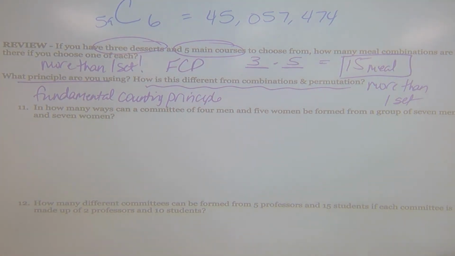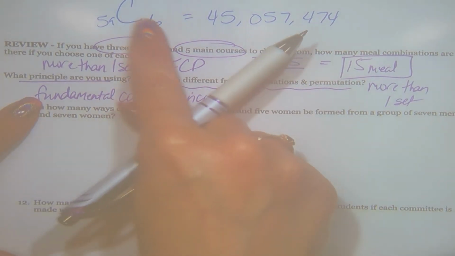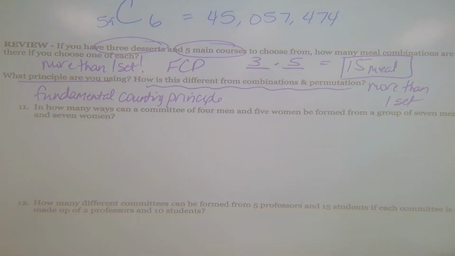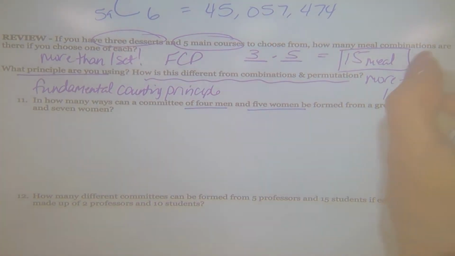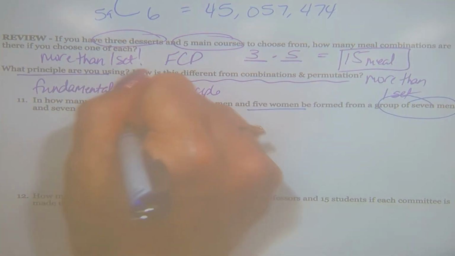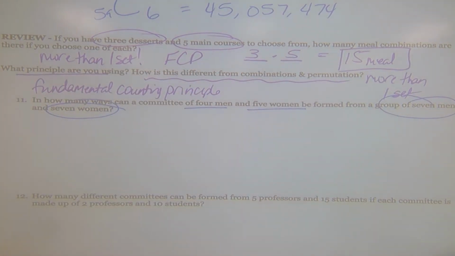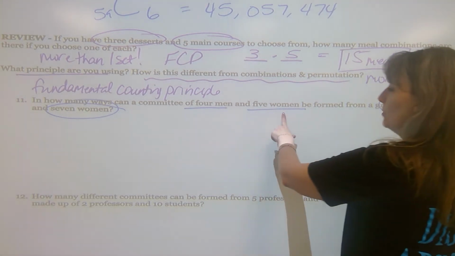We are going to put together that fundamental counting principle idea with our combinations for these next 3 problems. Okay, in how many ways can a committee of 4 men and 5 women be formed when I have a group of 7 men and a group of 7 women? Now I'm putting together a committee. That's combination. But I have 2 different groups of people. I have men and I have women.